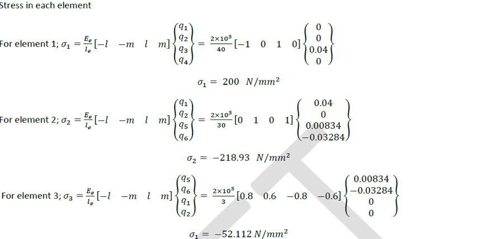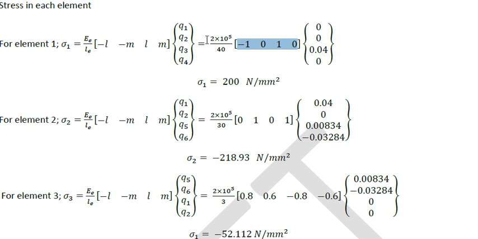Now coming to stresses in each element. Stress in element 1, sigma 1 is equal to E by LE times minus L, minus M, L, M. These values of L and M: E is 2 into 10 power 5 Newton per millimeter square. LE is the length of the first element, that is 40. But these four terms of L and M should be taken from the first element only, from the element data. Minus 1 is L here, M is 0, so minus L will be minus 1.